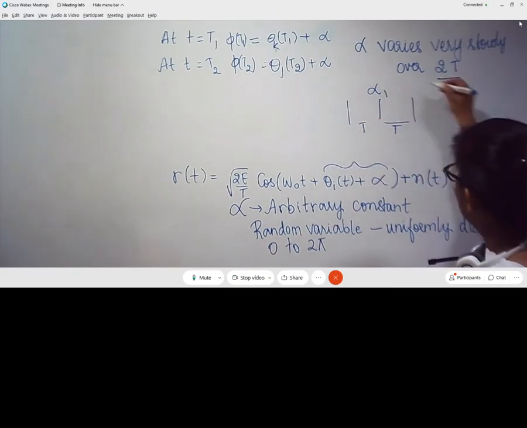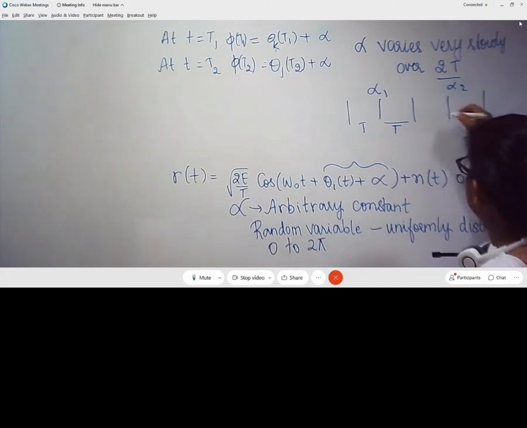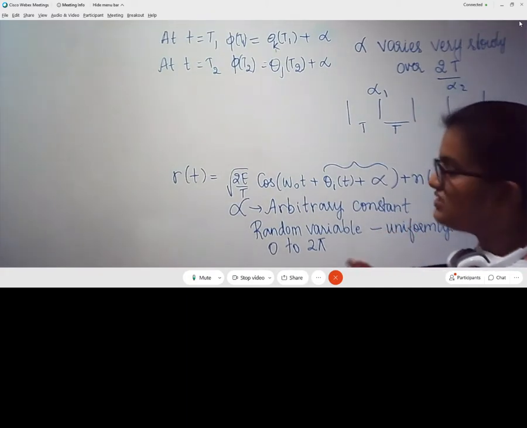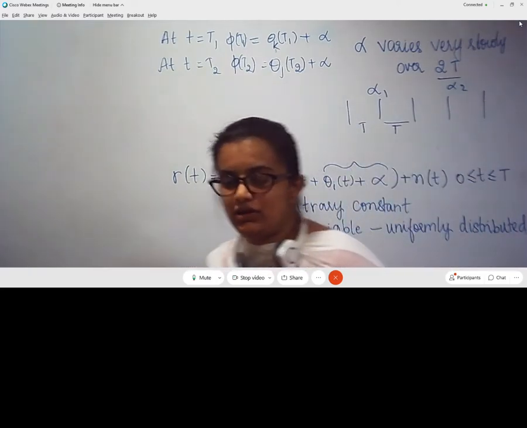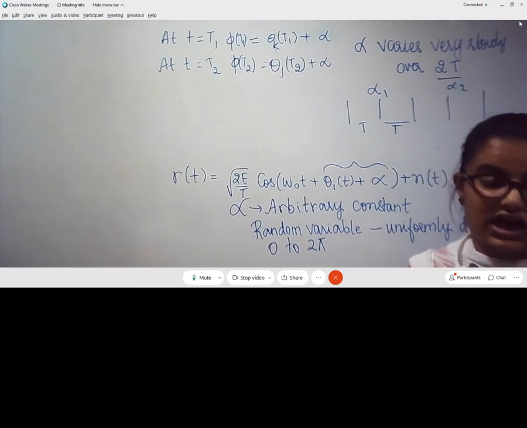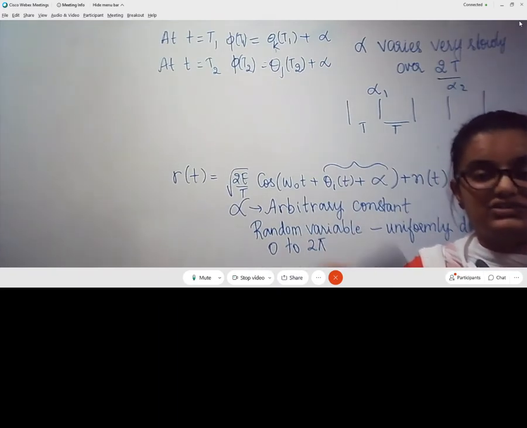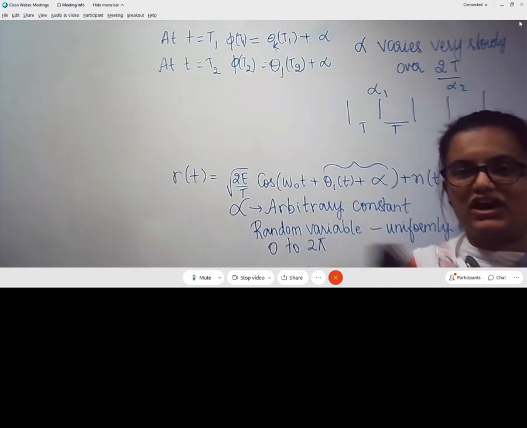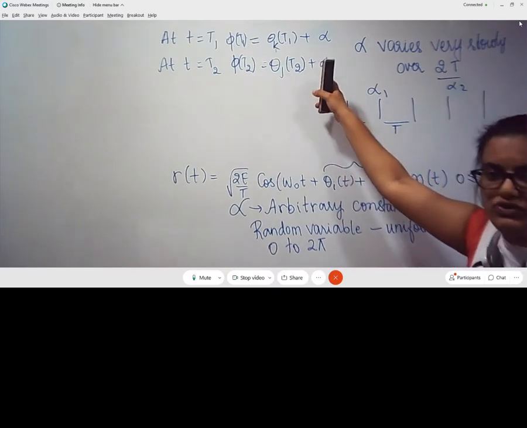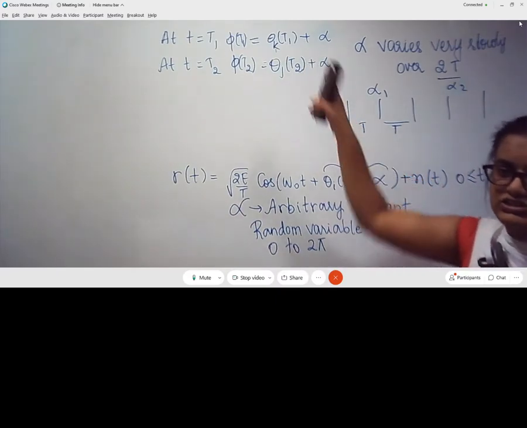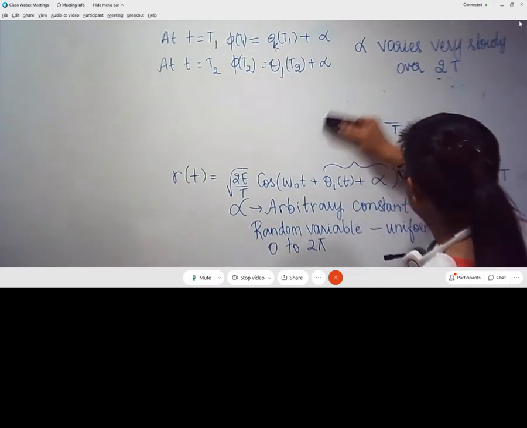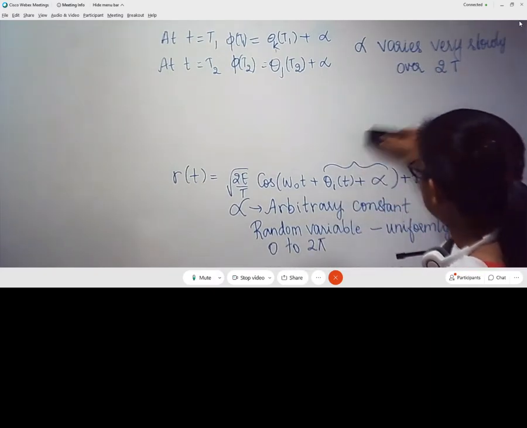And here this will be alpha 1, and for the next 2 symbol periods it will be alpha 2, like that. So I am assuming that this alpha changes very slowly within the channel, because the channel is not dynamic enough to change the angles quickly for every transmission of the symbol. Rather, we are going to assume that the channel is at least constant, or it offers the same arbitrary phase change for the symbols transmitted over 2 symbol periods. That is the simple assumption that we are going to make, and it is quite practical also.